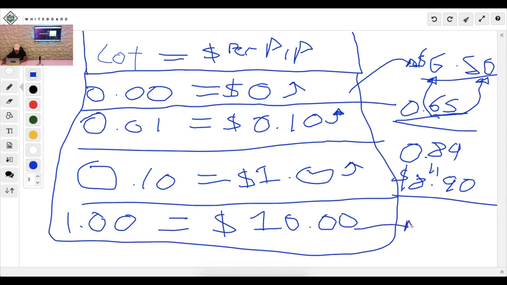Alright, and you can go higher. If you want to go $17.40 a pip, it's 1.74. Your lot size will be 1.74. That equals $17.40 a pip.